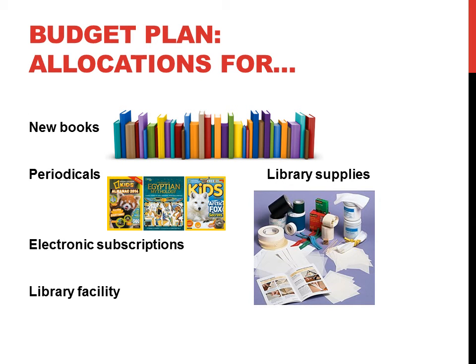The budget plan should include an allocation for new books, periodicals, and non-print materials, an allocation for library supplies, and electronic subscription fees. Library facilities also need regular attention to assure they are functional and safe. And note that typically the library staff is included in the general staff budget for the school site.